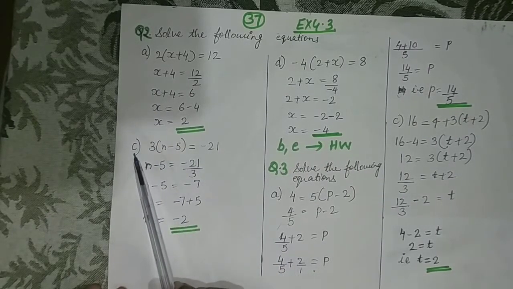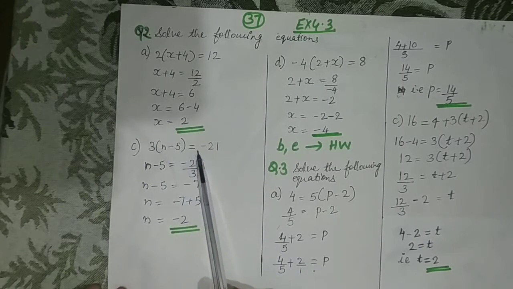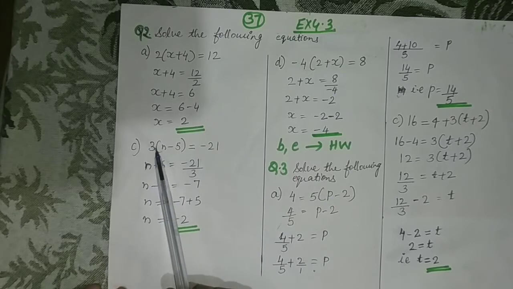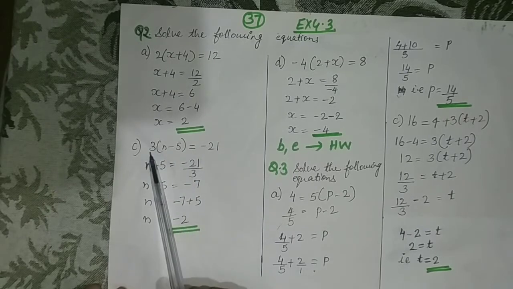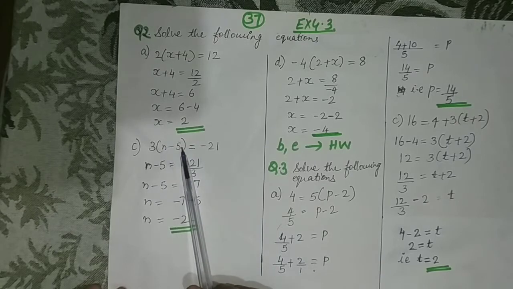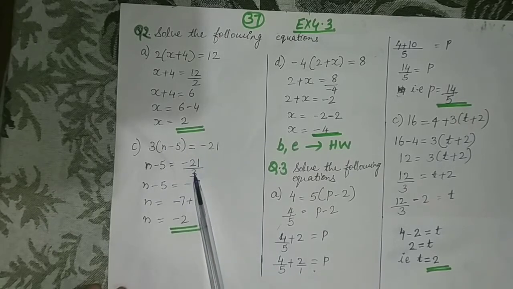Now question C. 3 into n minus 5 is equivalent to minus 21. Same method only. Here 3 is multiplied by n minus 5 in LHS. First of all, we are shifting 3 from LHS to RHS. Here it is multiplied. When we shift it to RHS, it will divide. So n minus 5 is what? Minus 21 by 3. Minus 21 by 3 is what? Minus 7. So n minus 5 is minus 7.